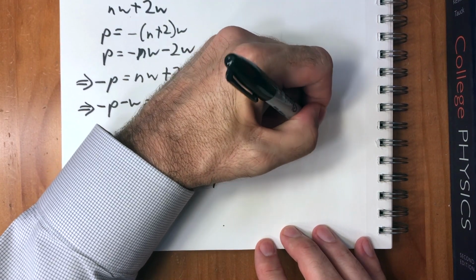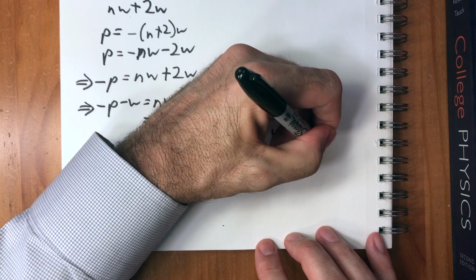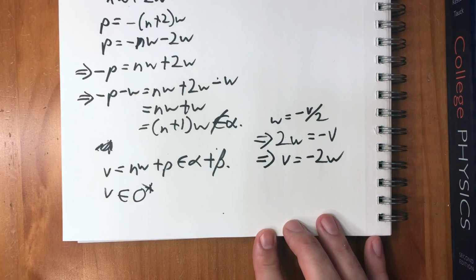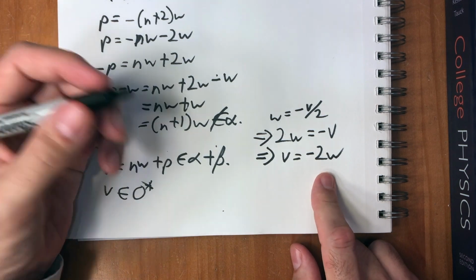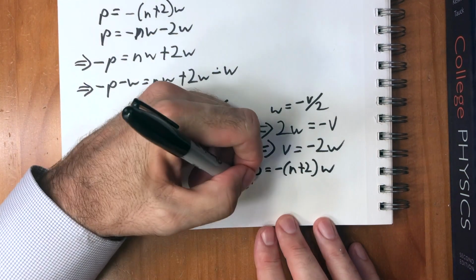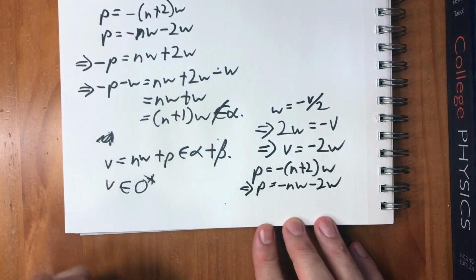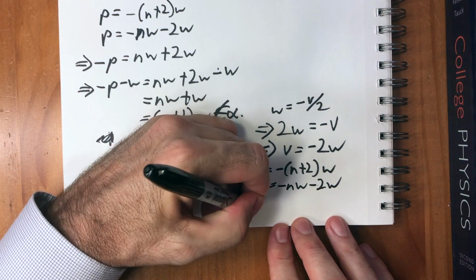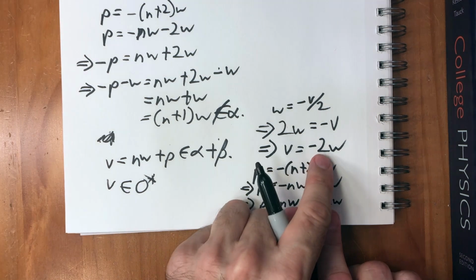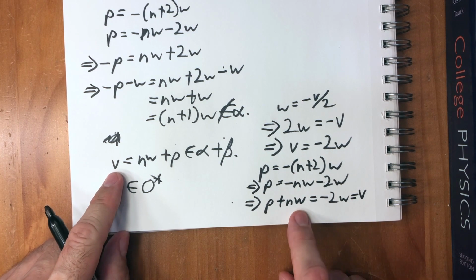So we started with W equals minus V over 2. That implies, multiplying both sides by 2, 2W equals minus V. And then multiplying both sides by negative 1, V equals minus 2W. Now let's look at P. P equals minus (N plus 2)W, that's what we started with. So if we distribute that, we get that P equals minus NW minus 2W. Move this over to the other side, and we have that P plus NW equals minus 2W, and minus 2W equals V. So that's what we ended up with here: V equals P plus NW.